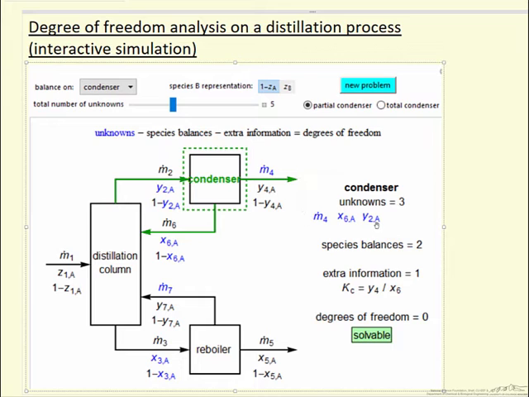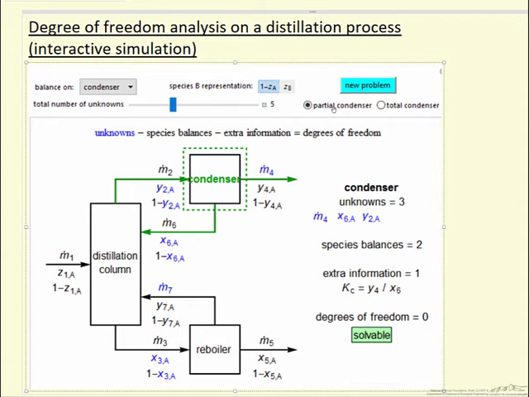And so the number of unknowns is listed, the balances, two species balances, and then a relation from phase equilibrium between this mole fraction of vapor and this liquid mole fraction that's assumed to be in equilibrium. And for these conditions, we've selected the number of unknowns. It says the system can be solved.